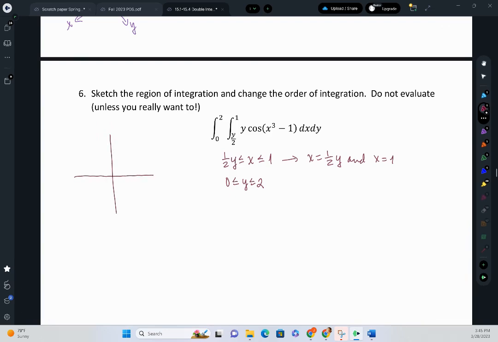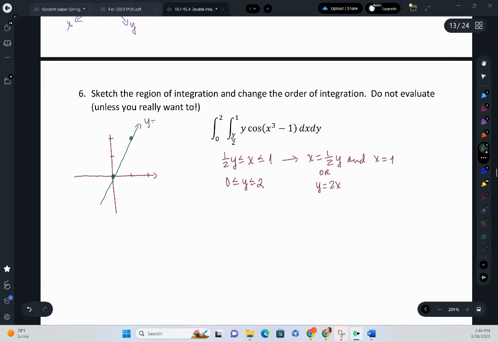Okay, get in 1 and 2, 1 and 2. Okay, so the line, let's see, the line x equals 1/2 y can also be rewritten as y equals 2x. And that will go through the origin. When x is 1, y will be 2. And I can connect my dots after that.